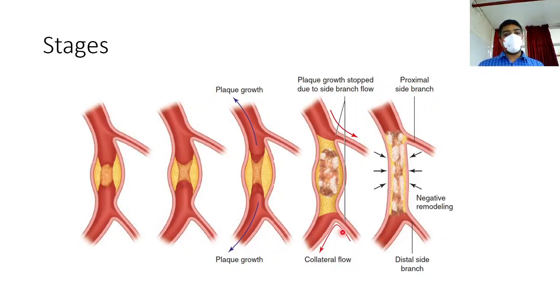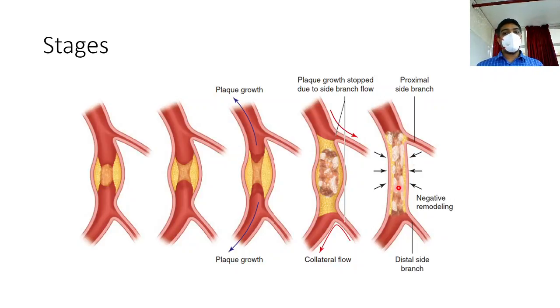What happens distally is that there is no flow distally because of the total occlusion. So a collateral flow may occur from the contralateral vessel. In the later stage, that is the last stage, there is a phenomenon called negative remodeling. Here we can appreciate that this part is a little bulkier, whereas this has become small, and negative remodeling is occurring.